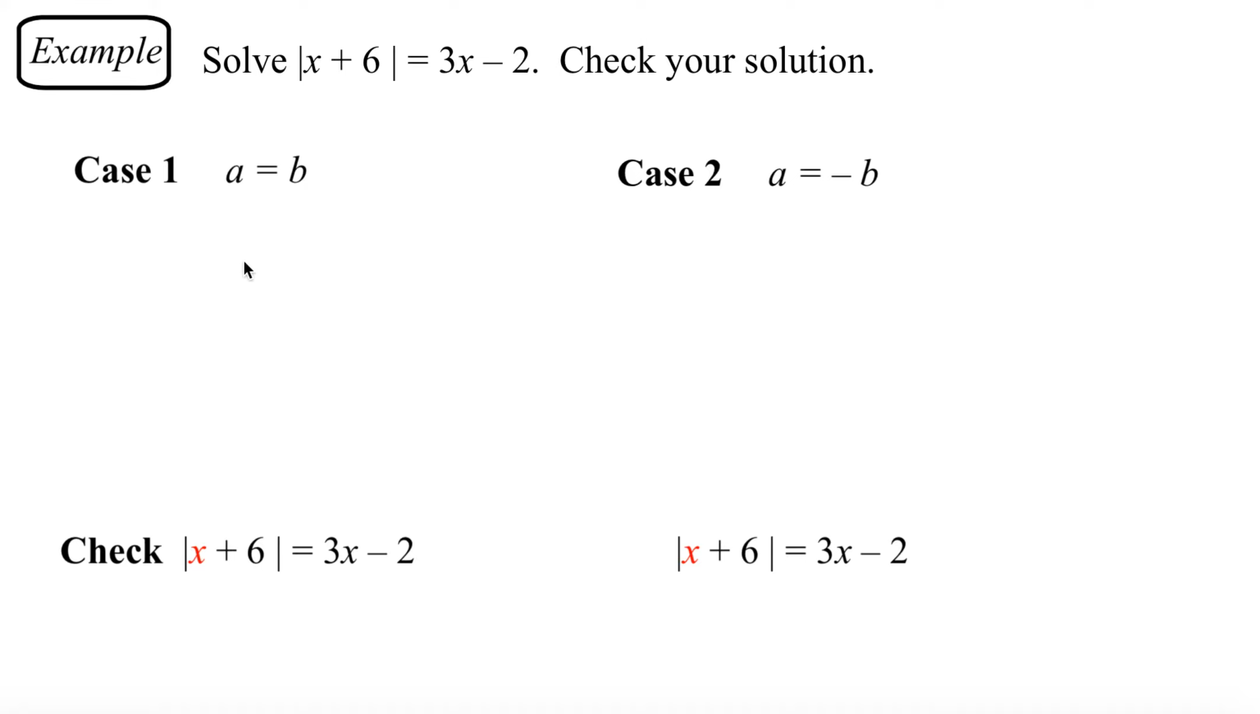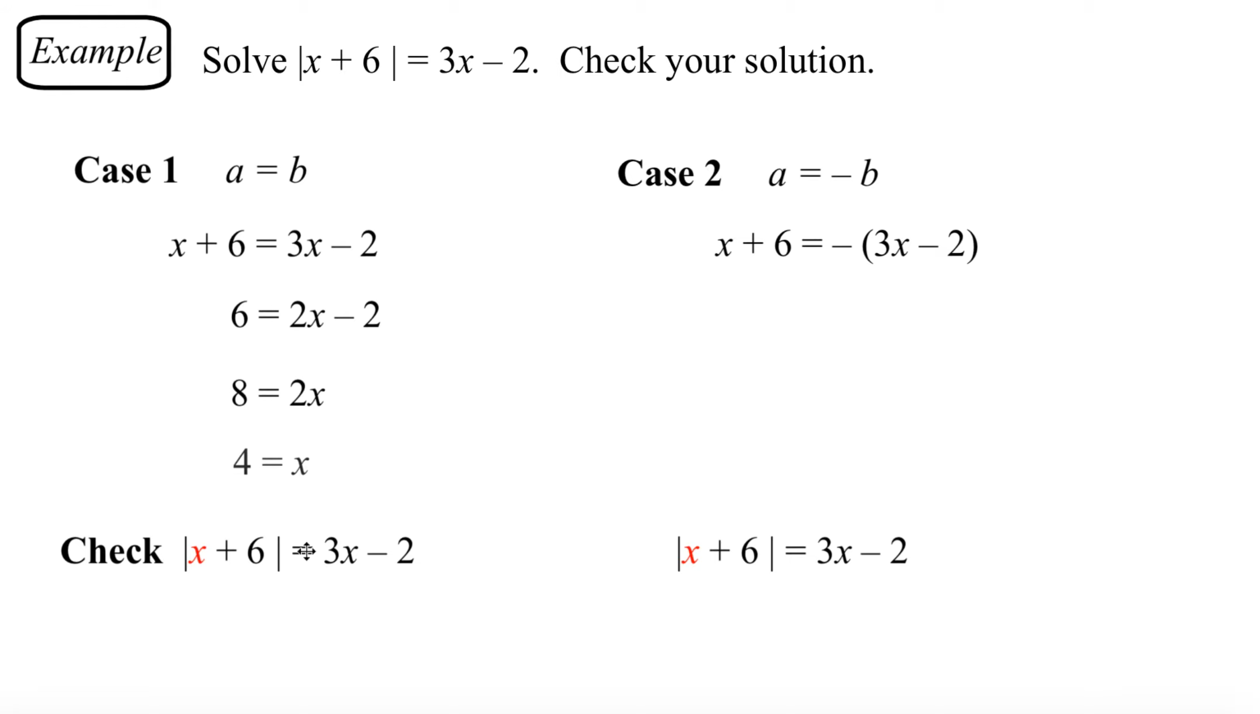So case 1, we just write it as it is. X plus 6 equals 3x minus 2. Case 2, we're going to write it x plus 6 is the opposite of 3x minus 2. And go ahead and solve those. This one, I would subtract x from both sides and then add 2 and divide by 2. On the right-hand side, we want to distribute that negative first. Okay, a negative 3x and minus a minus 2 is a plus 2. Then I would add 3x to both sides and then subtract 6 and divide by 4. Okay, so we have two solutions.